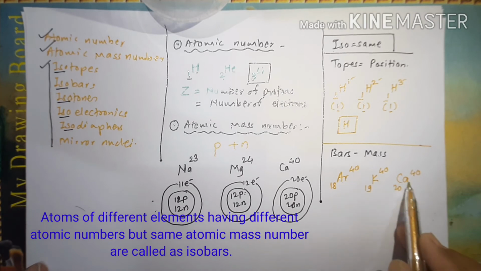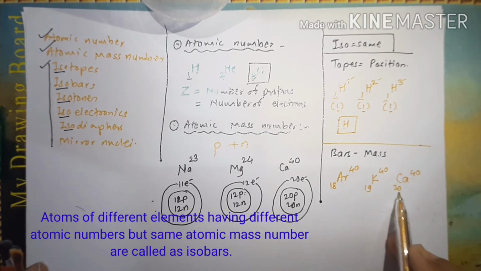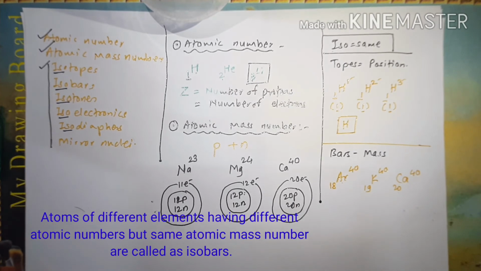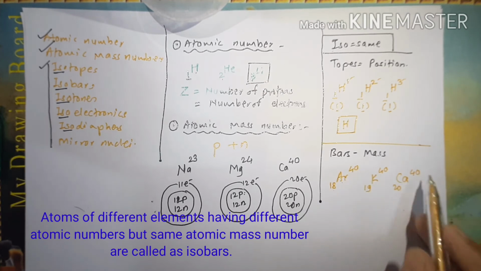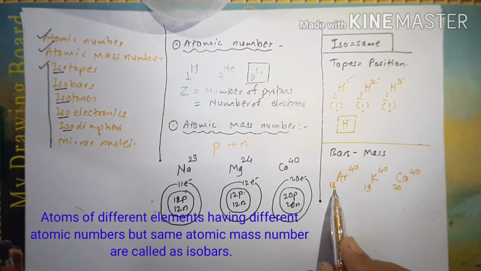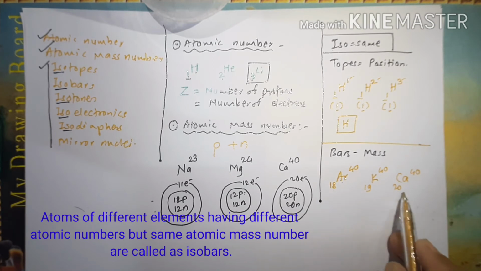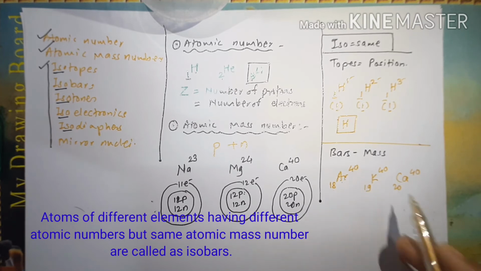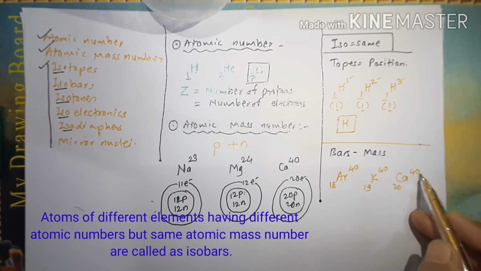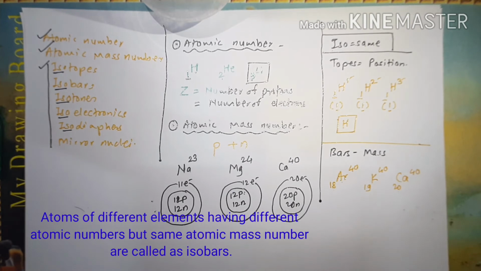Isobars are atoms of different elements having different atomic numbers but the same atomic mass number. Characteristics we may easily state: atomic number different, atomic mass number same, atoms of different elements, number of protons different, number of electrons different, number of neutrons also different. Here 40 minus 18 gives 22 neutrons, 40 minus 19 gives 21 neutrons, 40 minus 20 gives 20 neutrons. Isobars occupy different positions in the periodic table. They have the same mass, and that's why their physical properties are somewhat similar. In isotopes, chemical properties are similar.